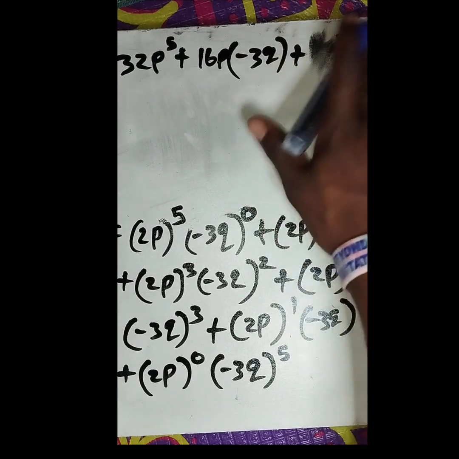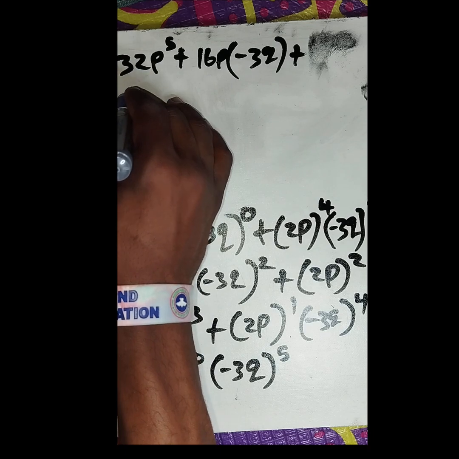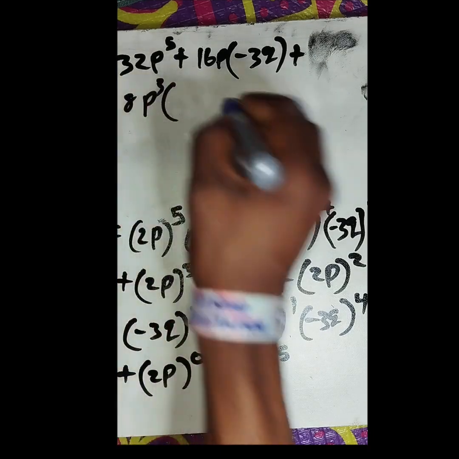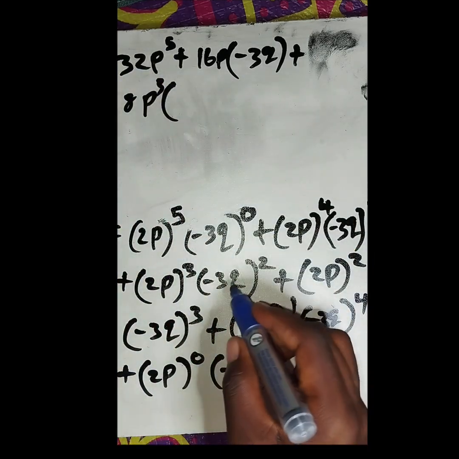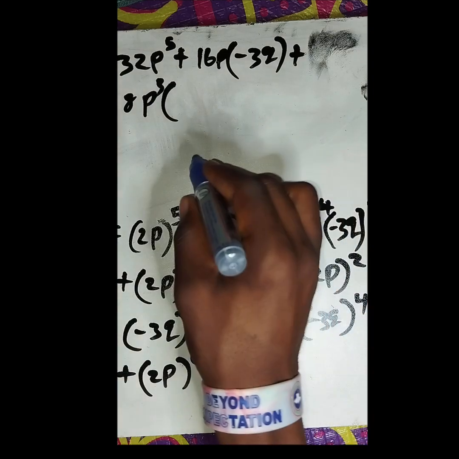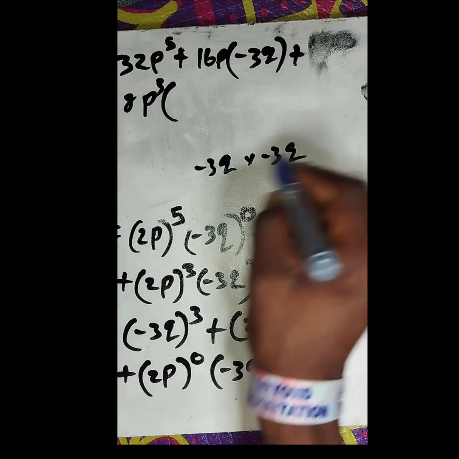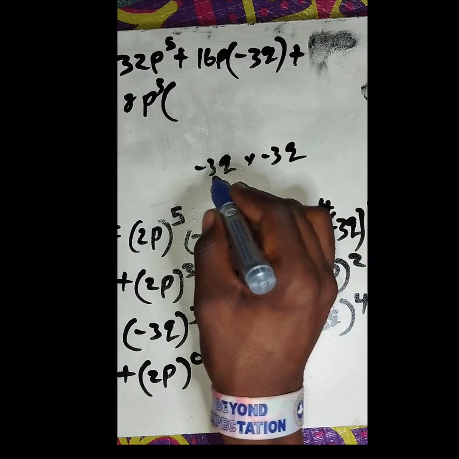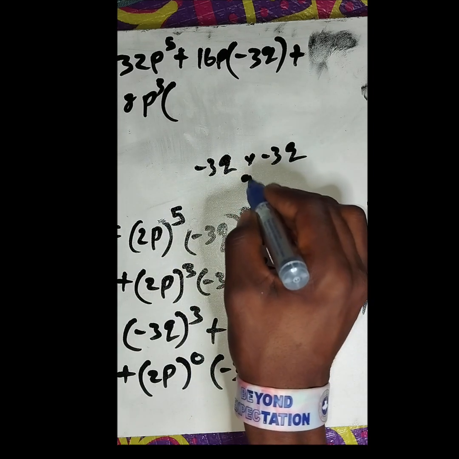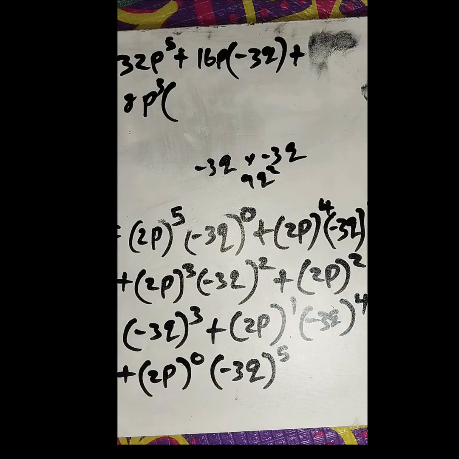Let's come to the next line here. 8p raised to the power of 3. And now minus 3q raised to the power of 2. That's minus 3q like this times minus 3q. Minus times minus is plus. 3 times 3 is 9. q times q is q squared. So 9q squared. That's what we have.